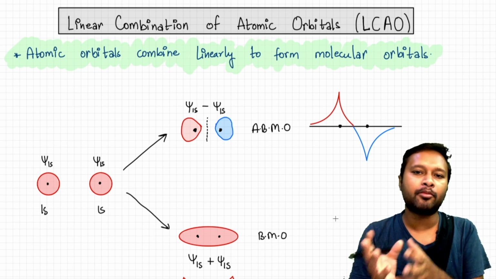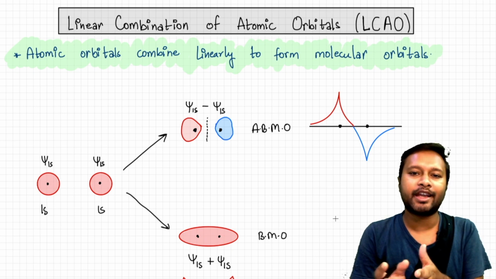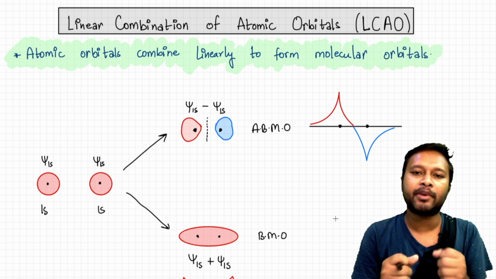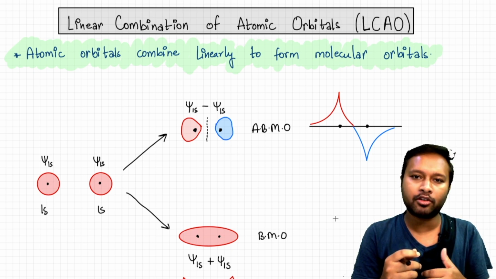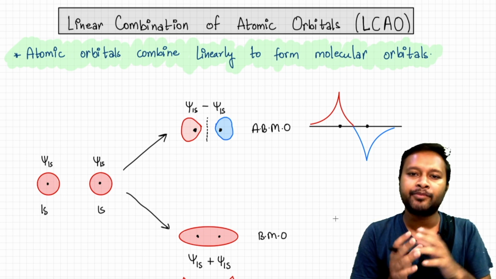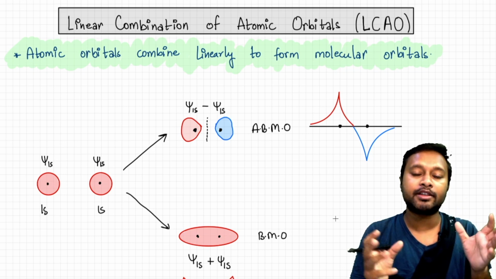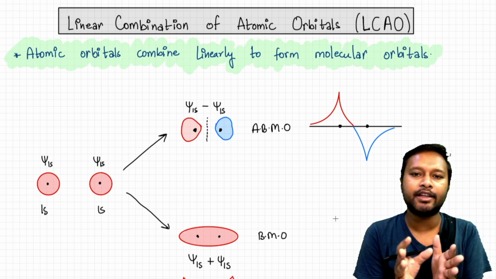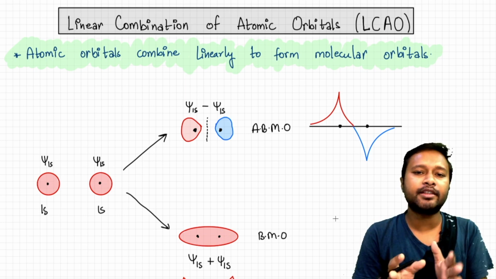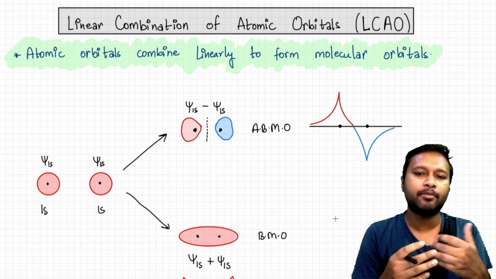Now this linear combination of atomic orbitals can be done in two ways: constructively or destructively. Based upon constructive and destructive overlapping, you will have two different types of molecular orbitals: bonding molecular orbitals and anti-bonding molecular orbitals. That's what the basic theory is all about. So atomic orbitals get combined linearly. What does linearly mean? It means head to head they are going to combine. This linear combination of atomic orbitals gives rise to the molecular orbitals.